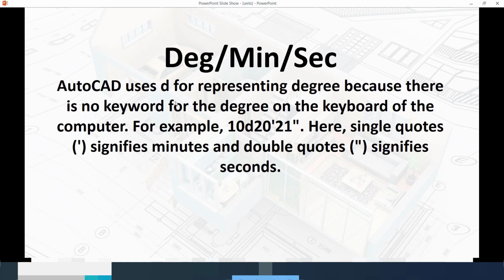The other one is degrees, minutes, seconds. AutoCAD uses d for representing degree because there is no degree symbol on the keyboard of the computer. For example, 10d for 10 degrees, and 20 with the single quote is used for minutes, and the double quote is used for seconds. So you can see the example of 10 degrees, 20 minutes and 21 seconds.